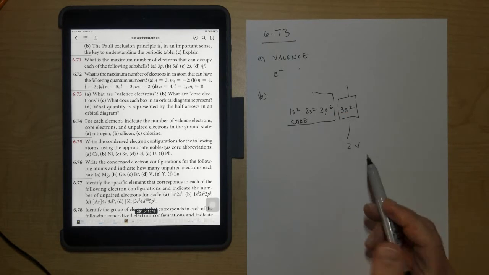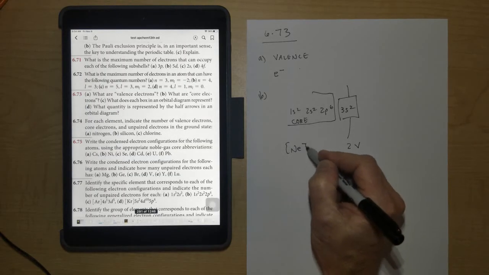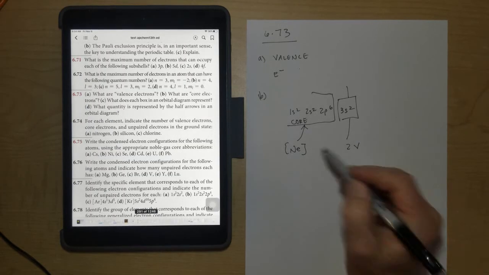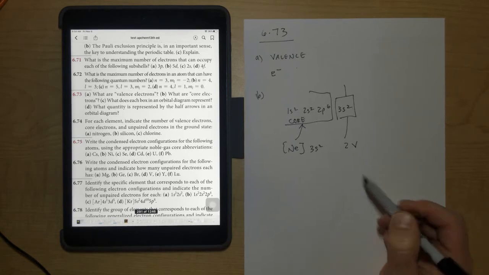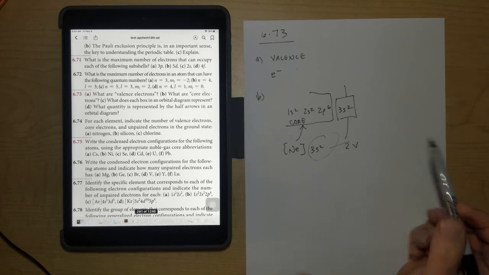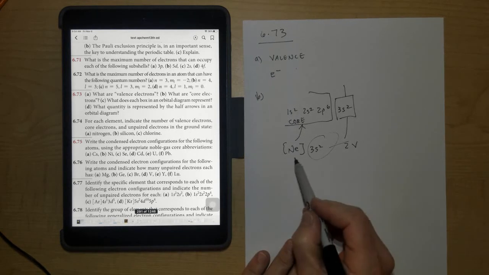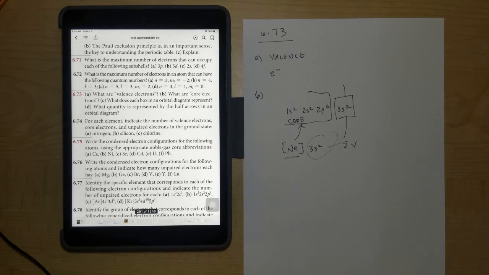And if you wrote the abbreviated electron configuration for something like magnesium, you'd put the element neon in brackets, and that would symbolize the core electrons, and then you'd write 3s2. These would be the valence electrons. Another way to know the valence electrons is to know that the core electrons make a noble gas configuration, and those are the electrons that are closest to the nucleus.